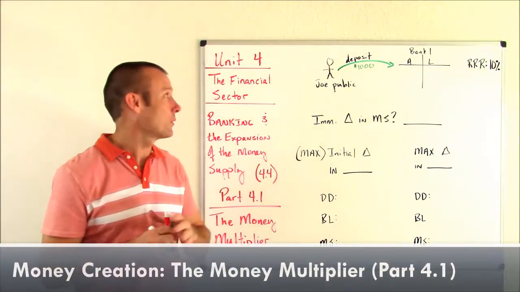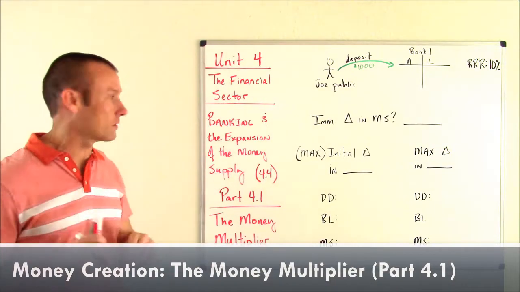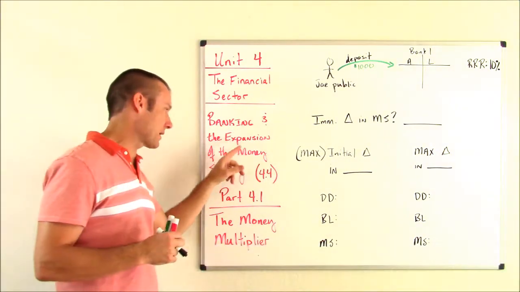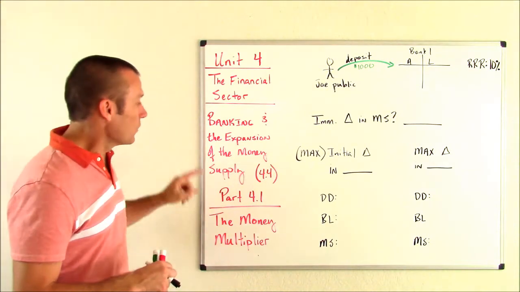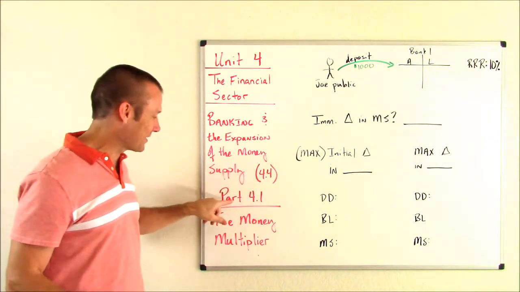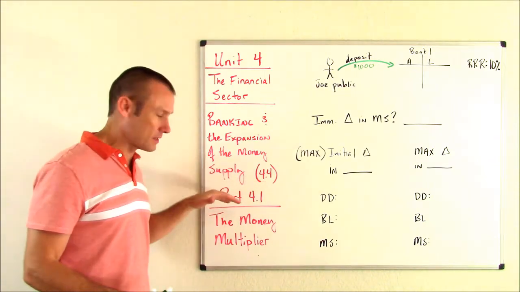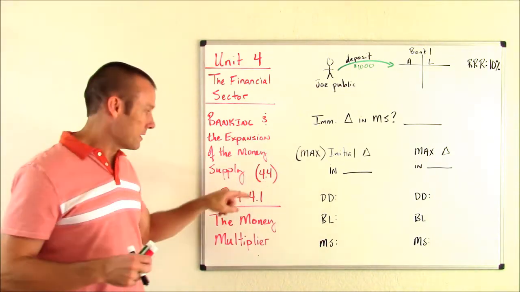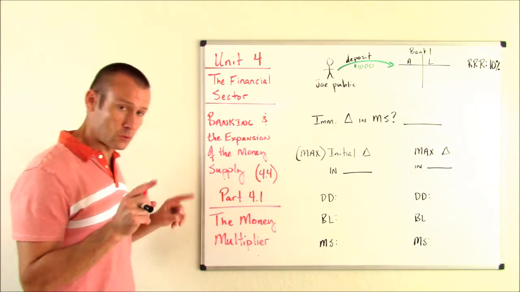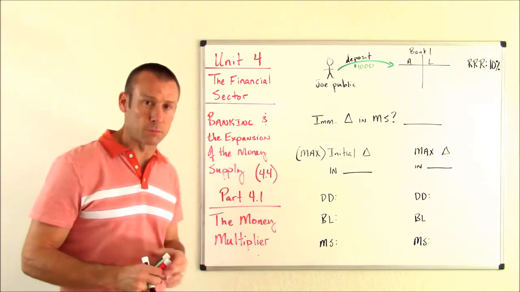Hey everybody, welcome back. We are on Unit 4, the financial sector, focused on banking and the expansion of the money supply. We are in subunit 4.4. This is part 4.1 of 4.4, okay? This is our fourth video in this little subcategory. This one is focused on the money multiplier.